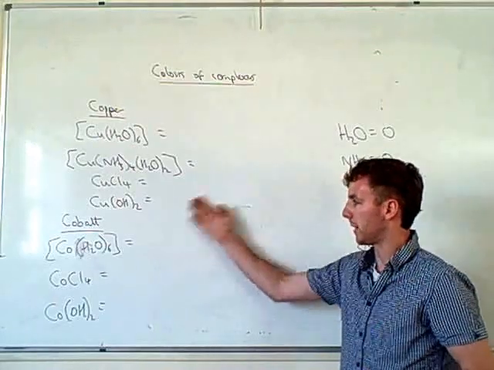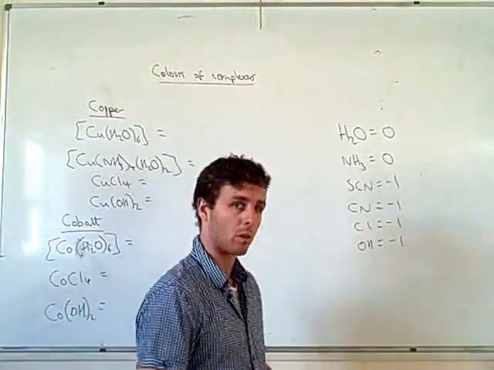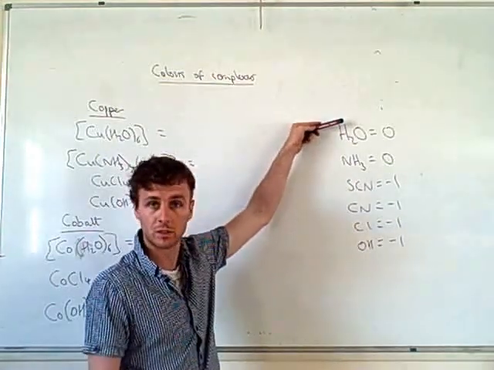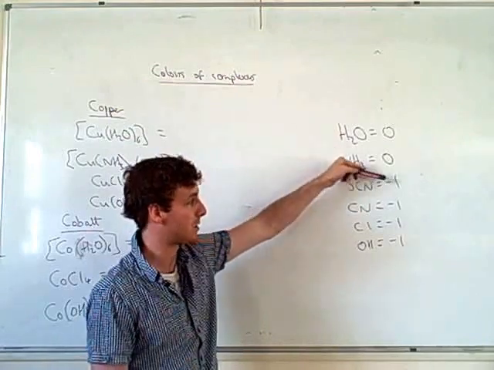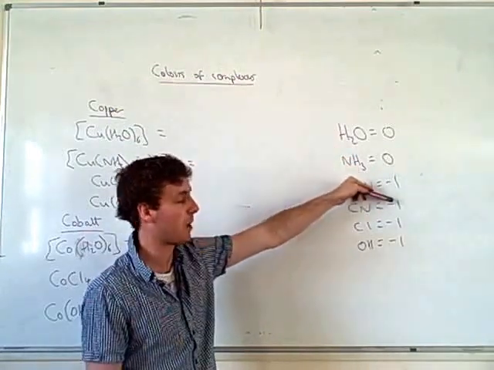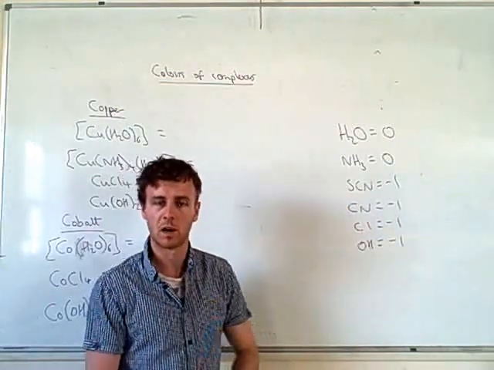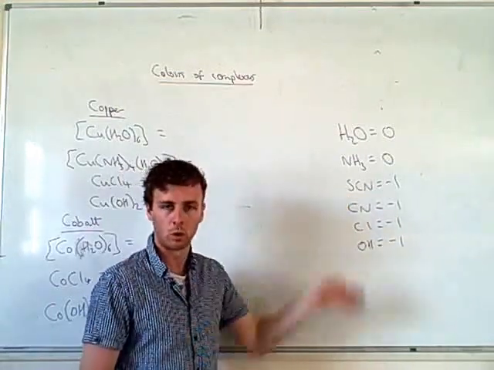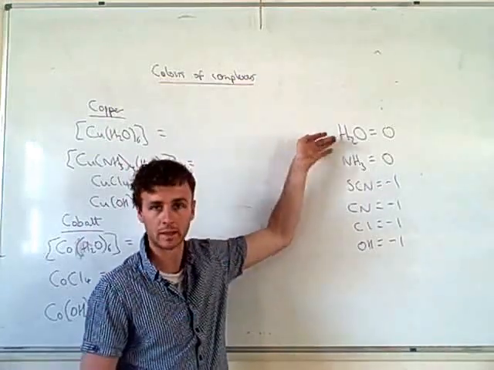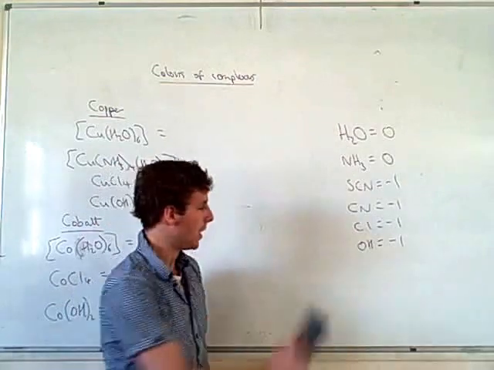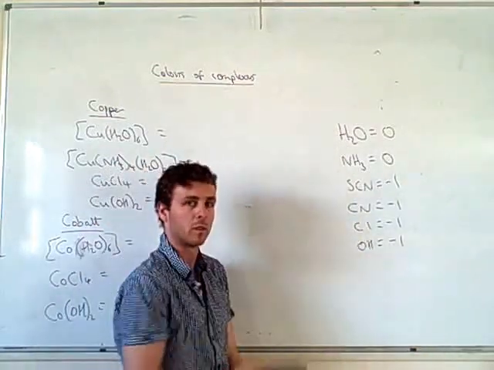So just remember that. You also need to remember all the different charges of all the different ligands you could come across. We have water, which has a charge of 0, ammonia, which is 0, thiocyanate, which is -1, cyanide, which is -1, chloride, which is -1, and hydroxide, which is -1. So they're almost all the ones you're going to come across, either 0 or -1. We call these neutral ligands, these top two.